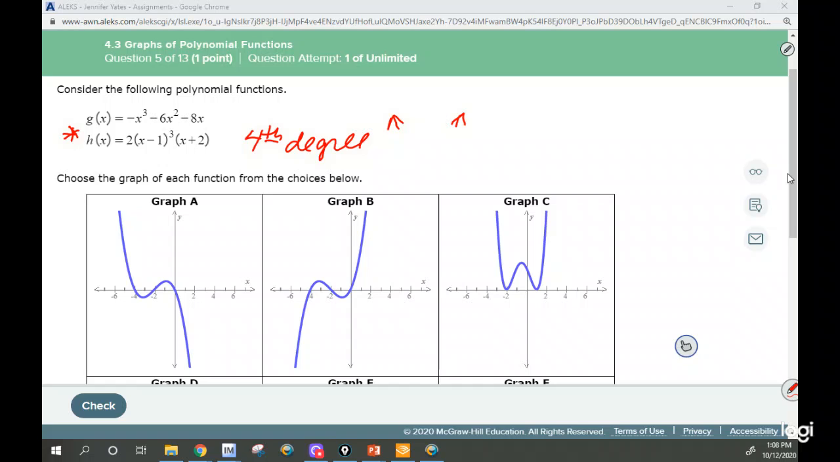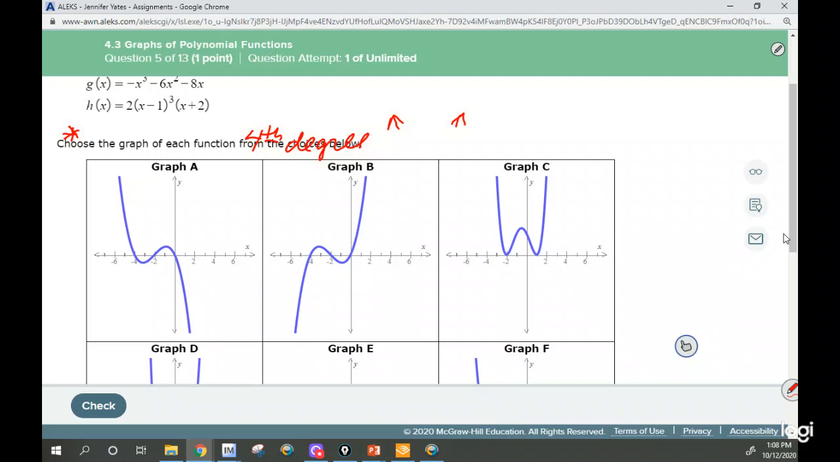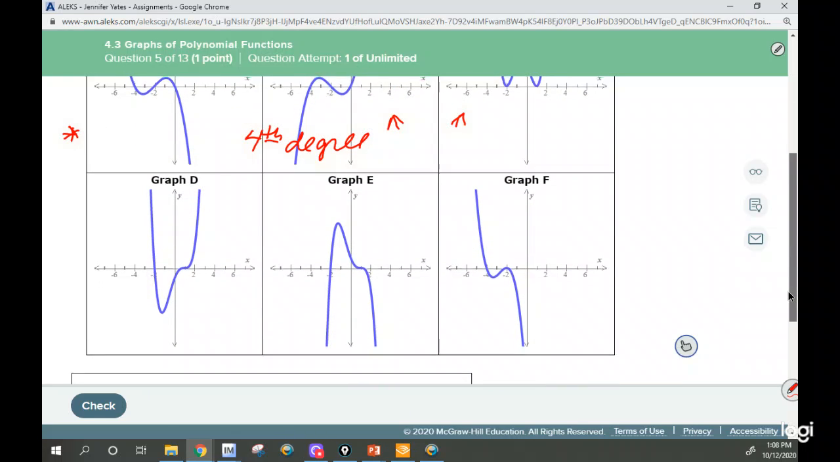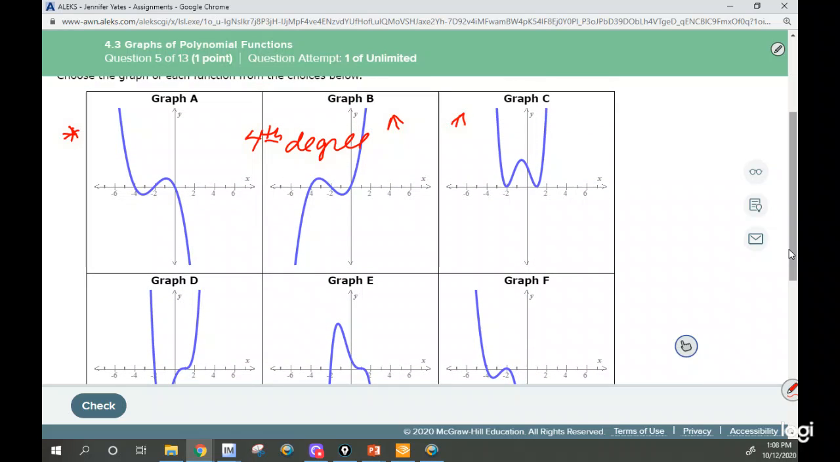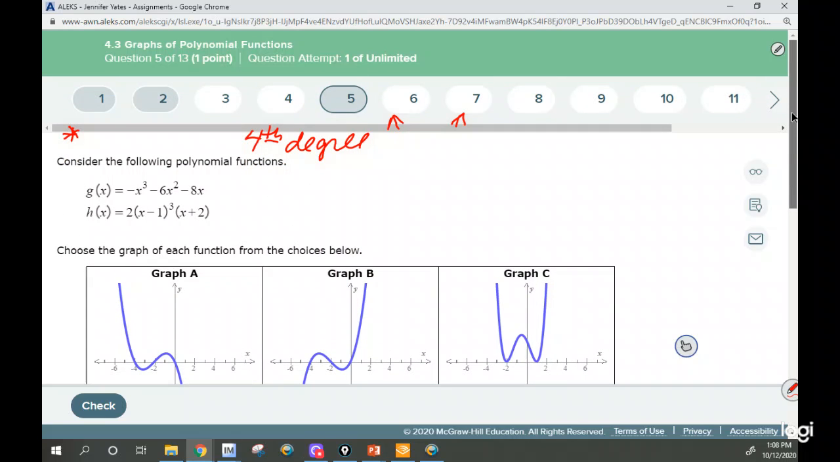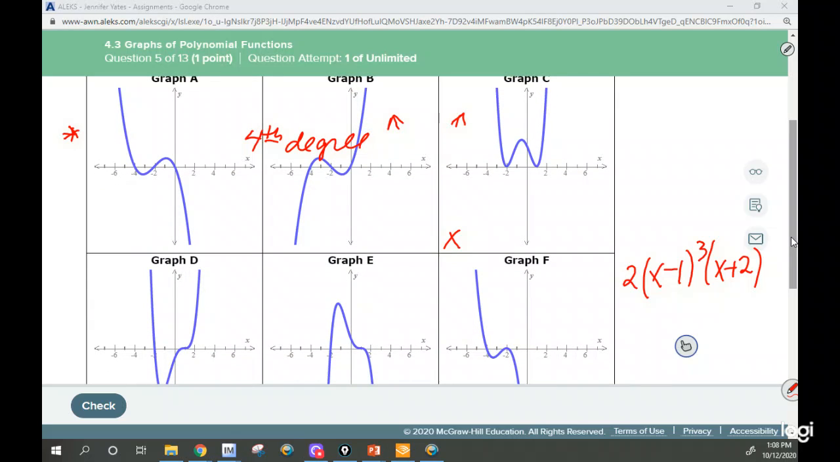So automatically, you guys, I can look at this and I can get rid of A, B, E, and F. So I have narrowed it down to, I can't write on it because it's going to move here in a second, C and D, right? Let me write this so I can see it. 2x minus 1 cubed, x plus 2. All right, so I'm in between this guy and this guy. Let's erase this.